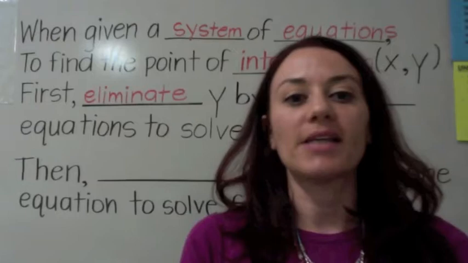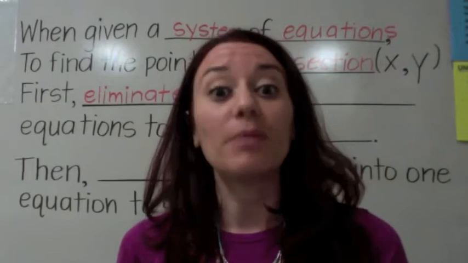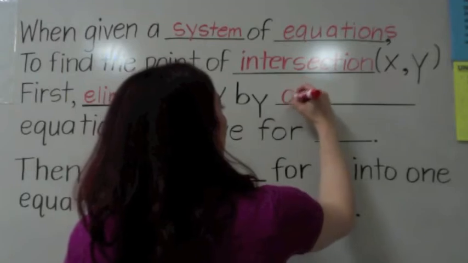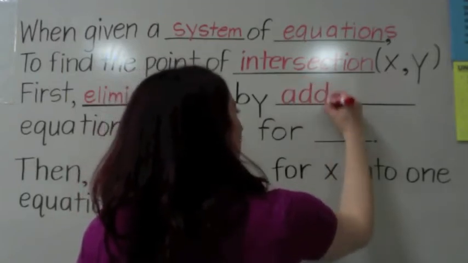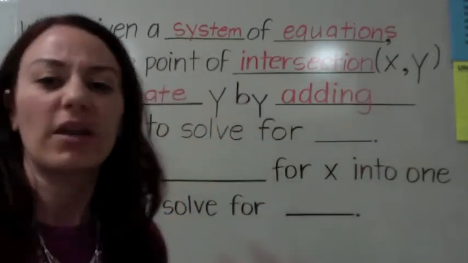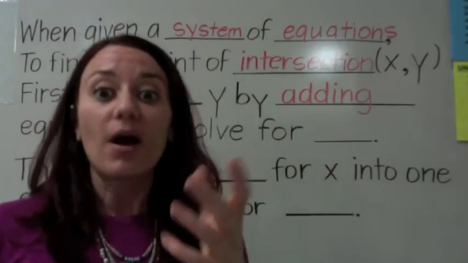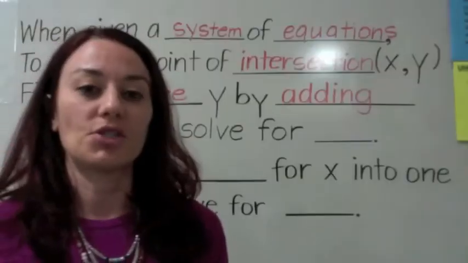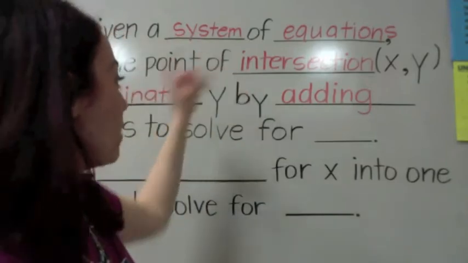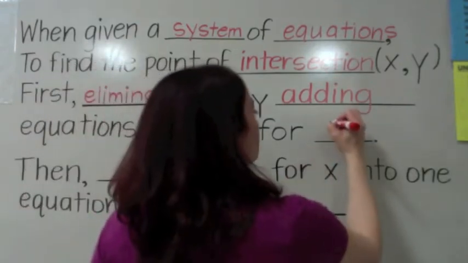The equations will be set up so that once you eliminate y, you're going to be adding the equations together. So we eliminate by adding equations. Again, the only way you can eliminate is when one of the variables is opposite. If you have a negative y and a positive y, they make 0. So we eliminate y because we want to solve for x.